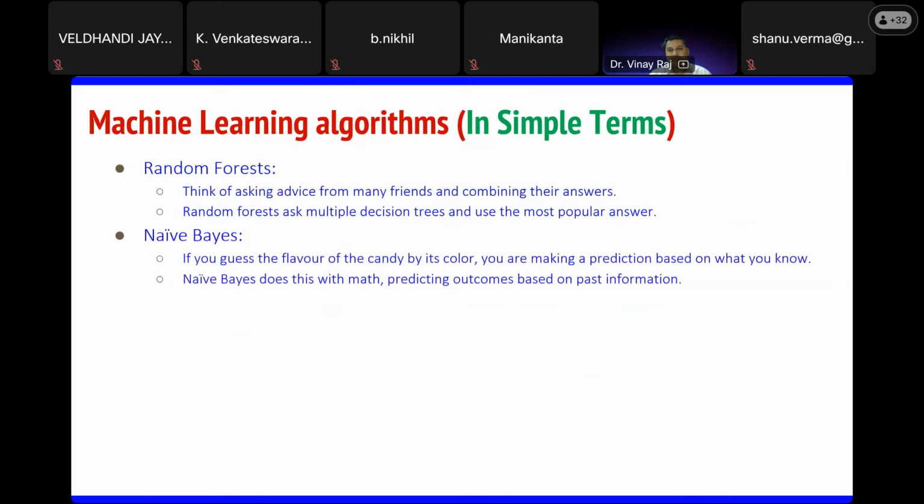Naive Bayes. This is one more algorithm, Naive Bayes in machine learning. What is its use? What is the understanding of this? If you guess the flavor of the candy, of the chocolate, from the color, you are making a prediction based on what you know.